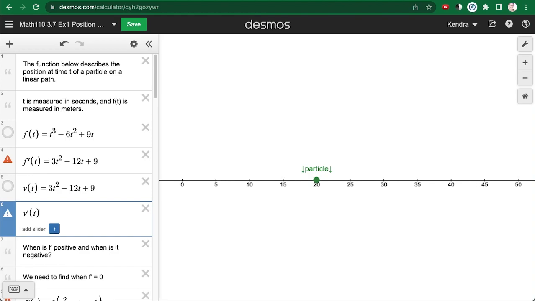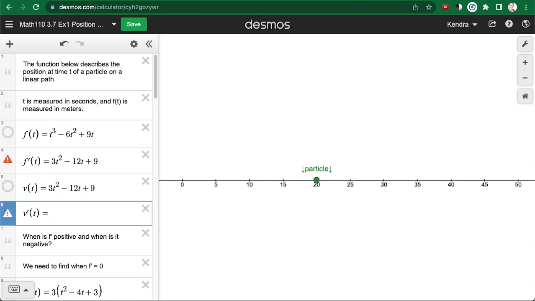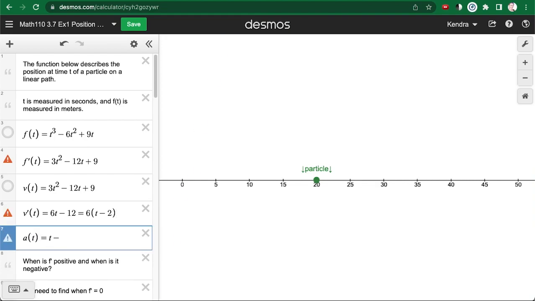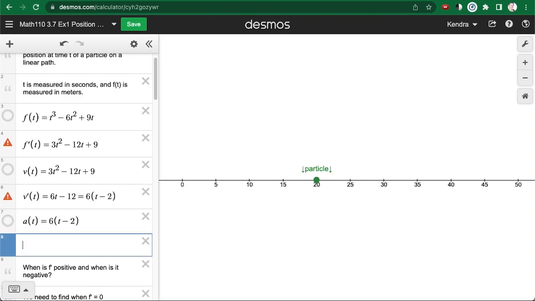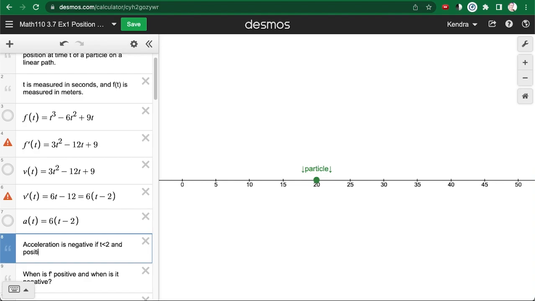So if I want to look at v prime of t, I want to take the derivative of velocity, so that's 6t minus 12. Then I can factor out the 6 and it's t minus 2. So we can actually see the velocity is going to be, sorry, the acceleration, this is the acceleration, is 6 times t minus 2. So the acceleration is going to be negative if t is less than 2 and positive if t is greater than 2. Right?